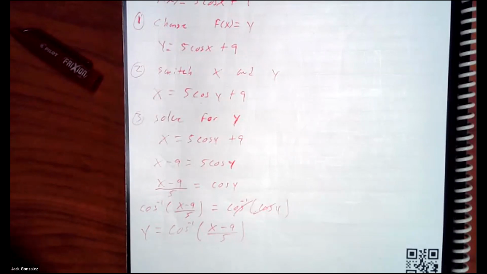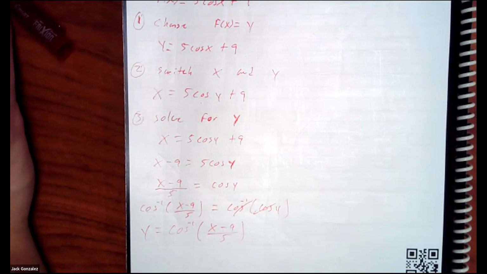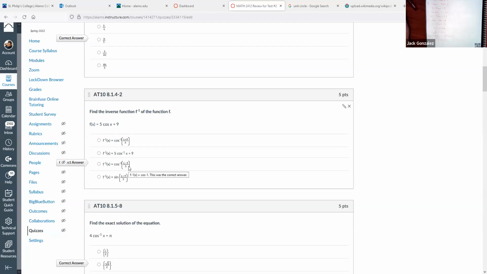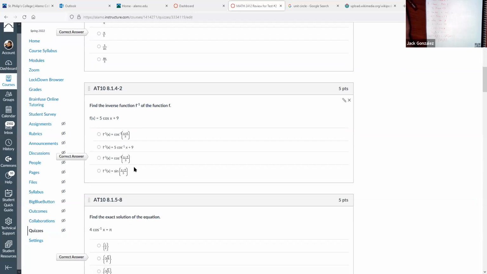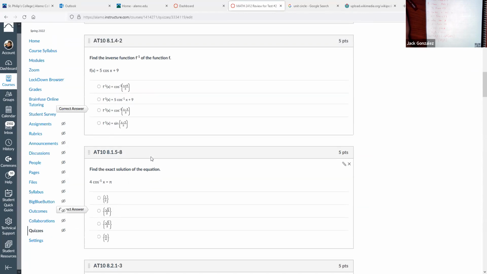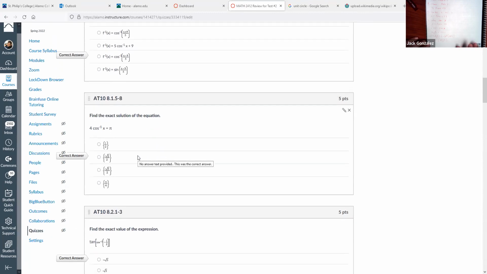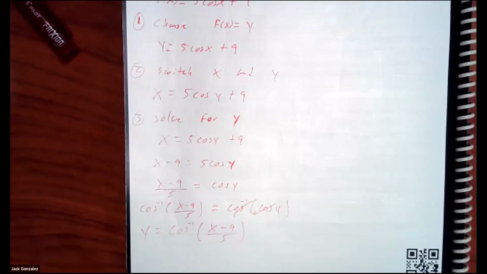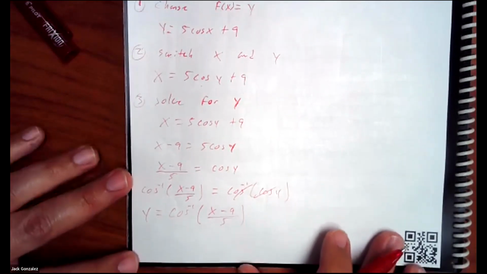Any questions on this problem? All right. So this one, right? They just change y into f inverse. That's it. Okay. Let's do the next one, number 5. You guys cool on this page? No rush.